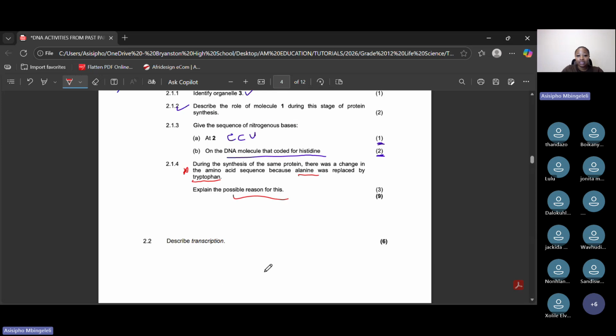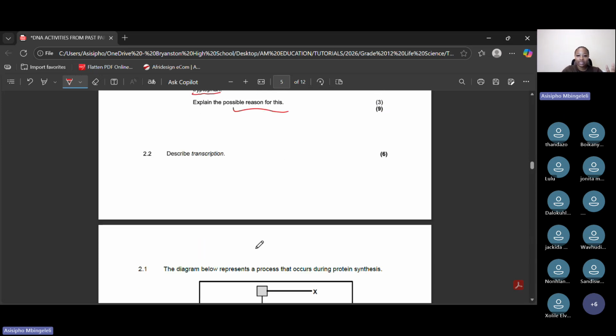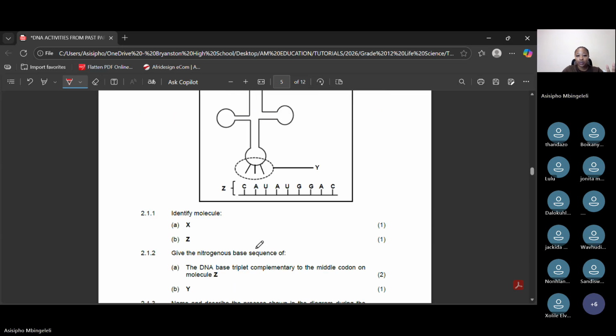Okay, describe transcription. I think this one is a copy and paste and we have described it already. Let's do this one.